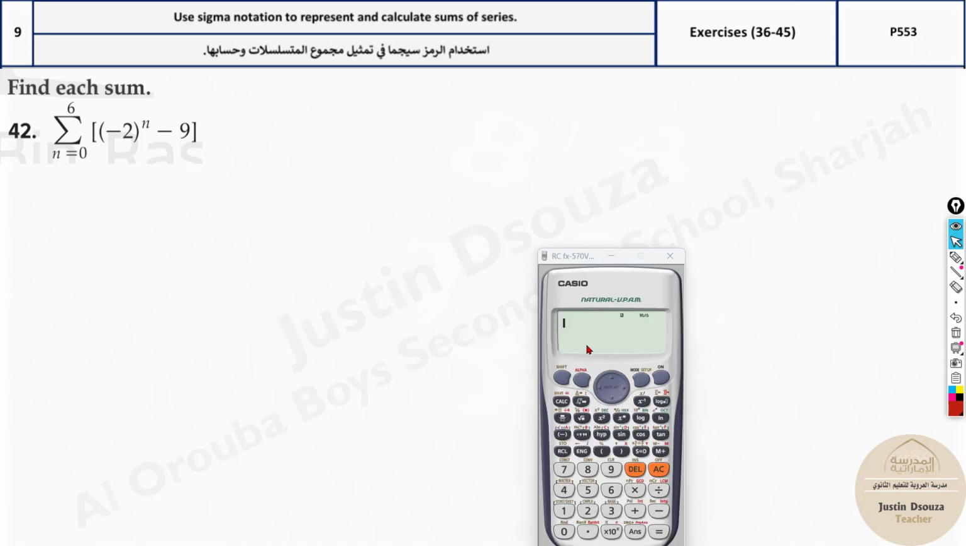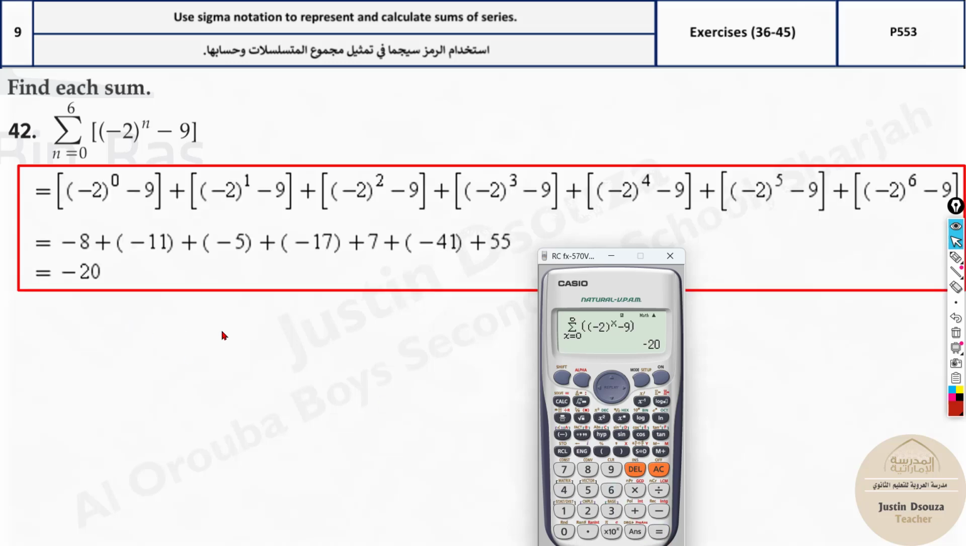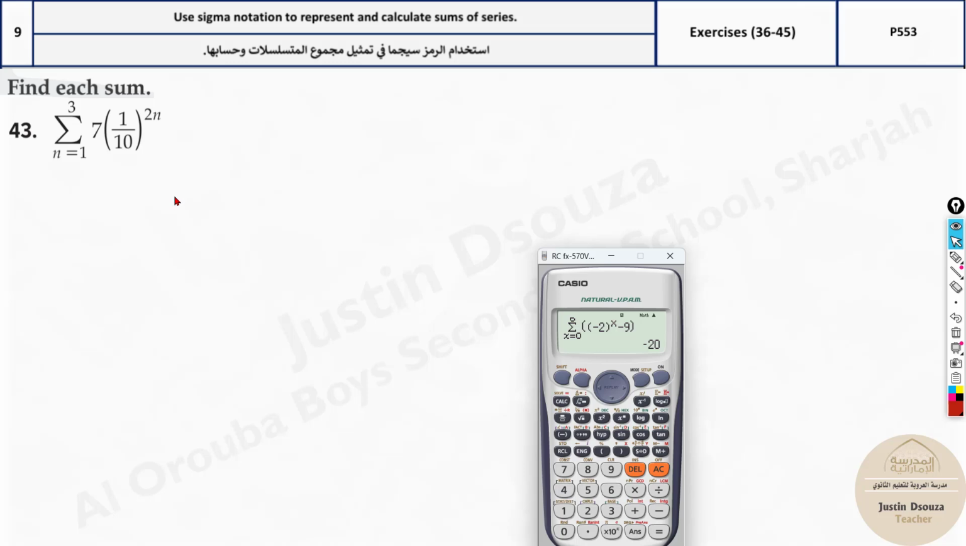Let me do this. Shift and log symbol. Now what you do is use the bracket minus 2, close the bracket, square it up, and use the variable x. Then subtract it from 9. Now it starts at 0, ends at 6, and the answer is negative 20. Similarly, you can try all the others.